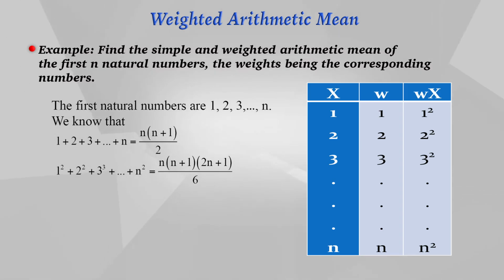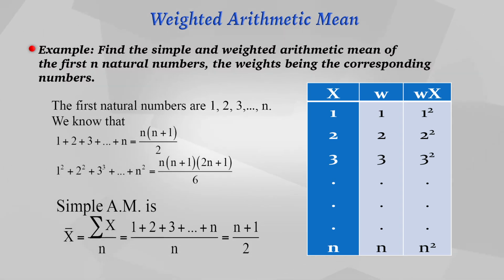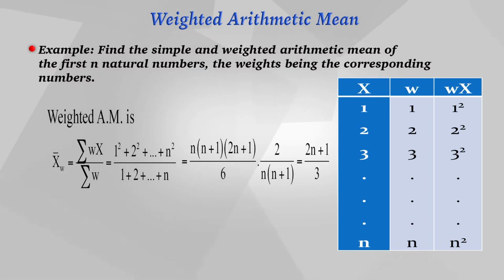So, Σx² is 1 square, 2 square, 3 square up to n square, and if we add these squares, the addition is n(n+1)(2n+1) divided by 6, that we know. So, the simple arithmetic mean would be the addition of n numbers divided by the total numbers, small n. So, it is (n+1) divided by 2.